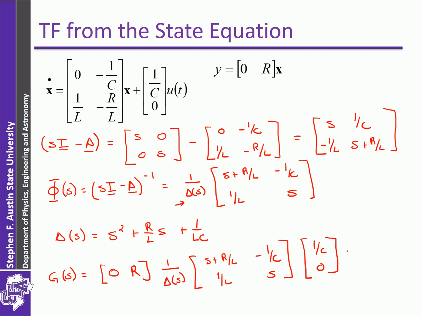When I multiply this whole thing, what I come up with is the following: R over L times C, divided by S squared plus R over L times S plus 1 over L times C. And if we remember from our previous lectures, this is the transfer function of our RLC circuit.